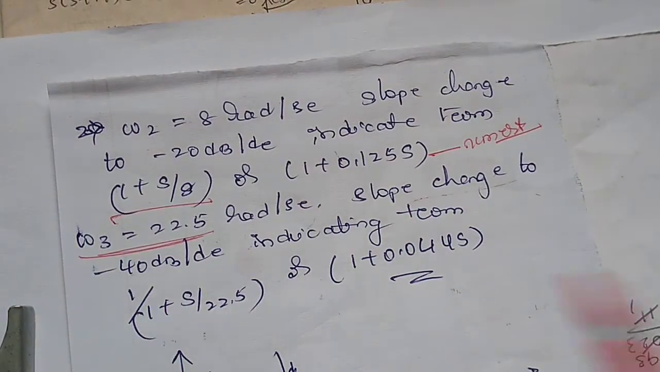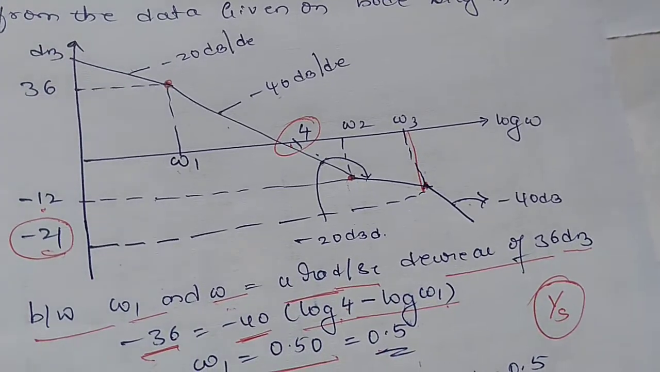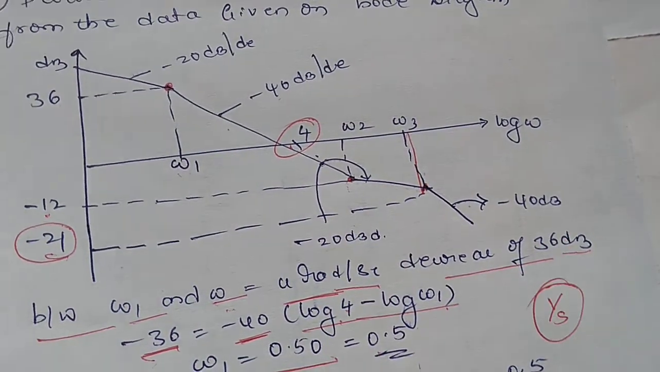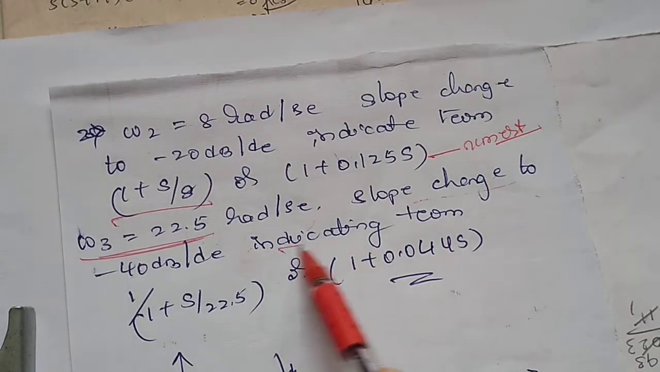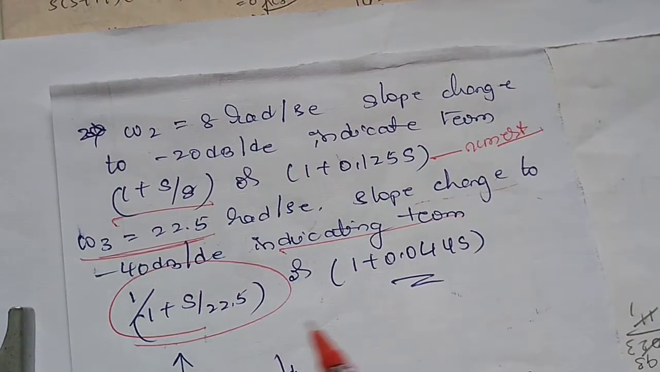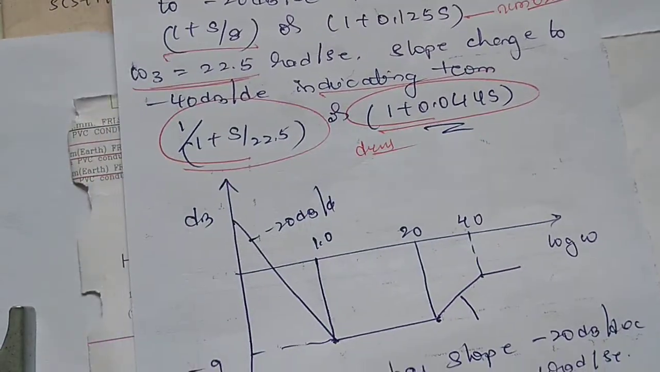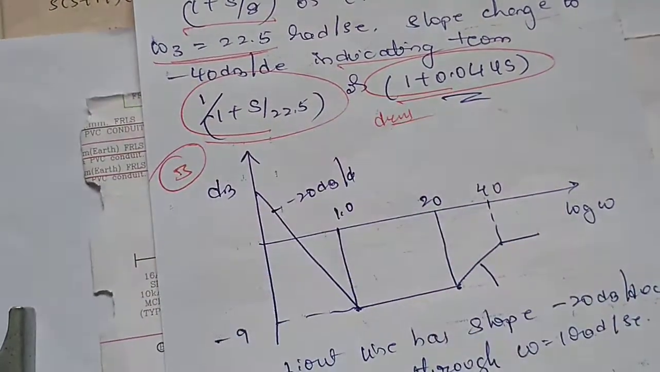So the slope changes from minus 20 to minus 40. Observe the graph, this is the graph. So the factor is present in the denominator. So then we will get these values. Similar type, next, third problem.